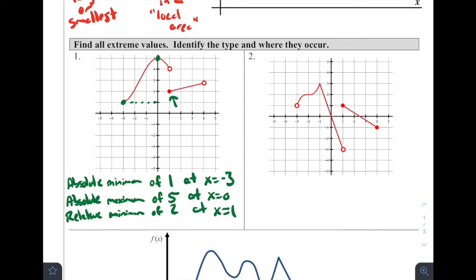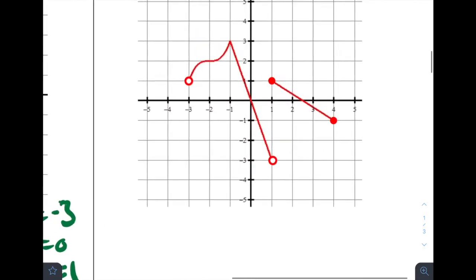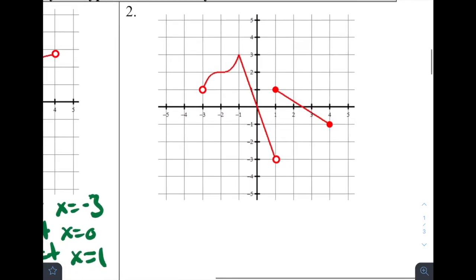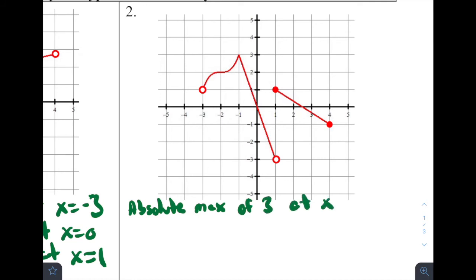Let's try number 2. Number 2, we've got this function here. What do we see? We see that there's an absolute maximum of 3 at x equals -1. We see this point right here, that at x equals -1, it has an output of 3, and that is the largest value.